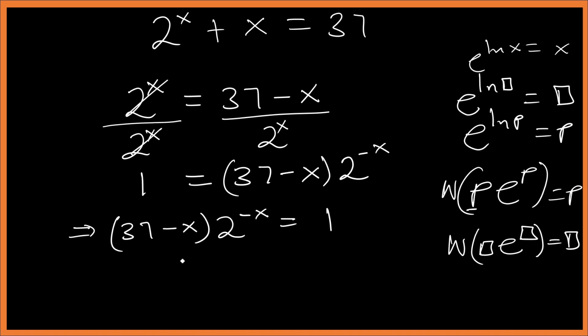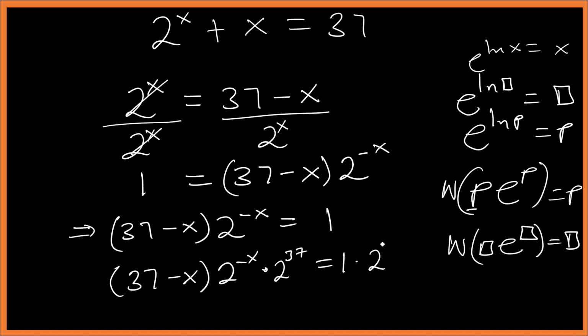Now let's go to the question. Now we have 37 minus x here. So let's make the power also 37 minus x. So what are we going to do? We are going to add 37 to this. And how do we do that? So I'll add, times 2 raised to 37 on both sides. So 1 times 2 to the power 37 to balance it.